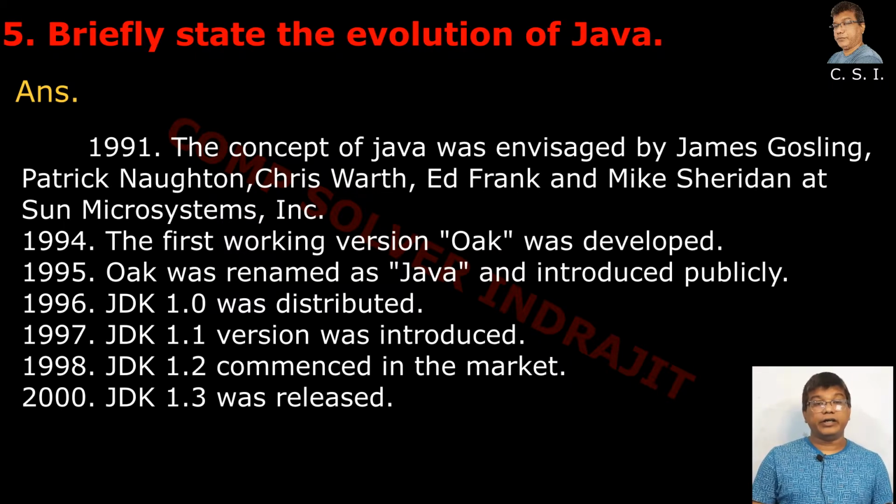In the year 1996, JDK 1.0 was distributed. Then, in the year 1997, the JDK 1.1 version was introduced. Then in 1998, JDK 1.2 commenced in the market, and then in the year 2000, JDK 1.3 was released.